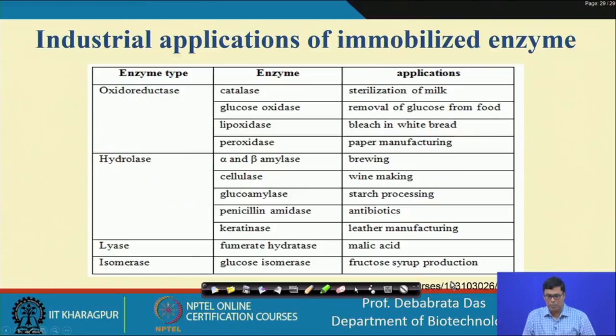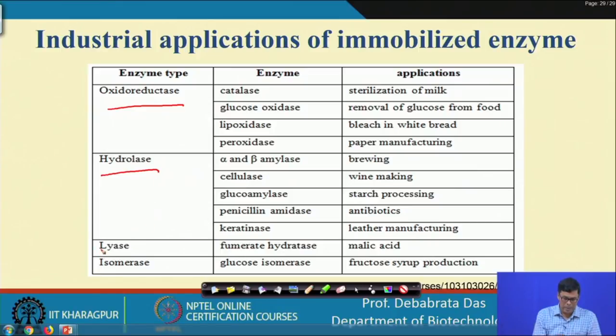Now this is the industrial application of the different enzymes that we have: oxidoreductase, hydrolase, lyase, and isomerase. These are different enzymes like catalase, glucose oxidase, lipoxidase, and peroxidase, used for different purposes. Catalase is used for sterilization of milk. Glucose oxidase is used for removal of glucose from food. Then lipoxidase bleaches white bread, and peroxidase is used in the paper industry. So we have tremendous potential as far as immobilized enzymes are concerned.